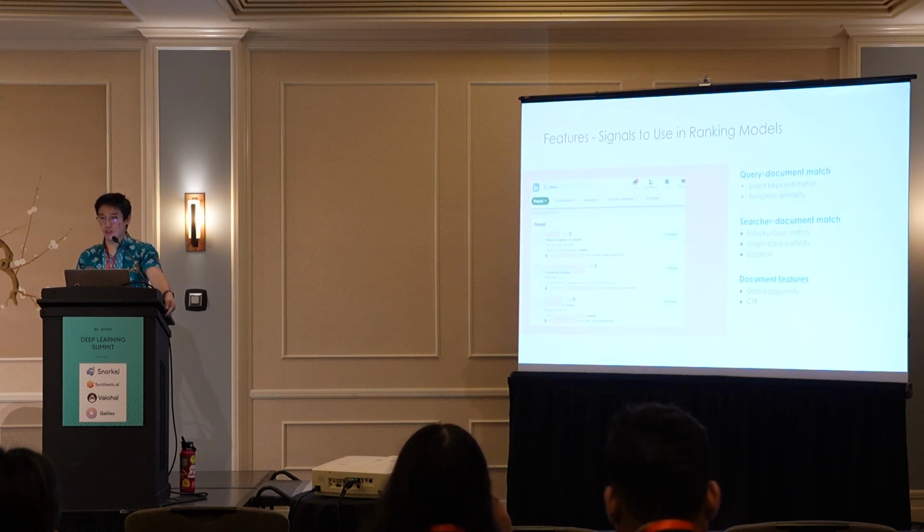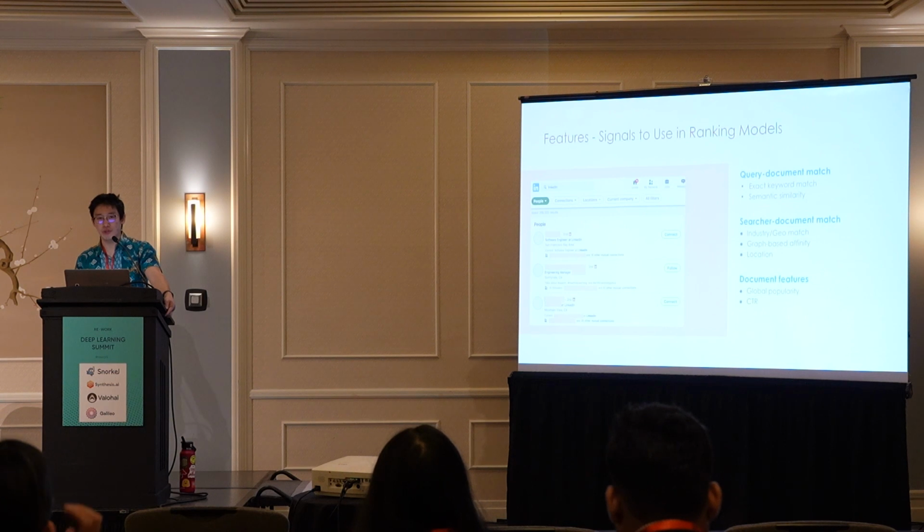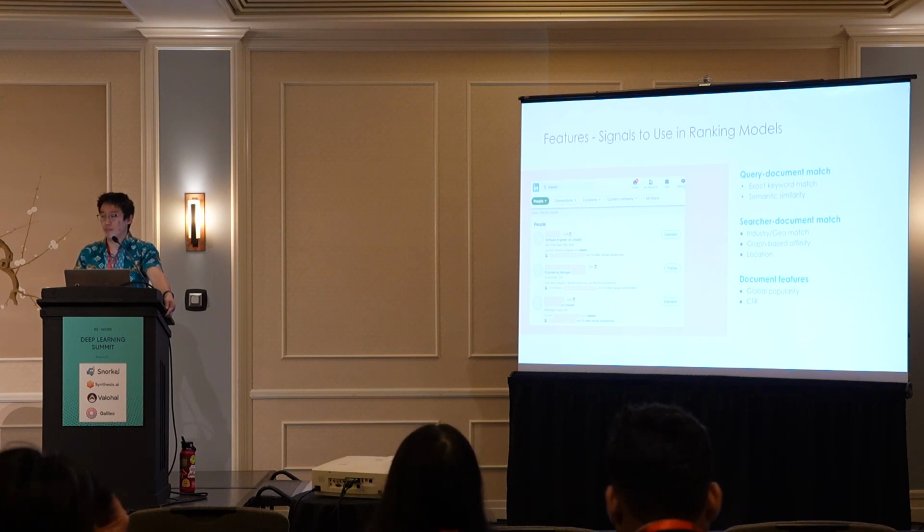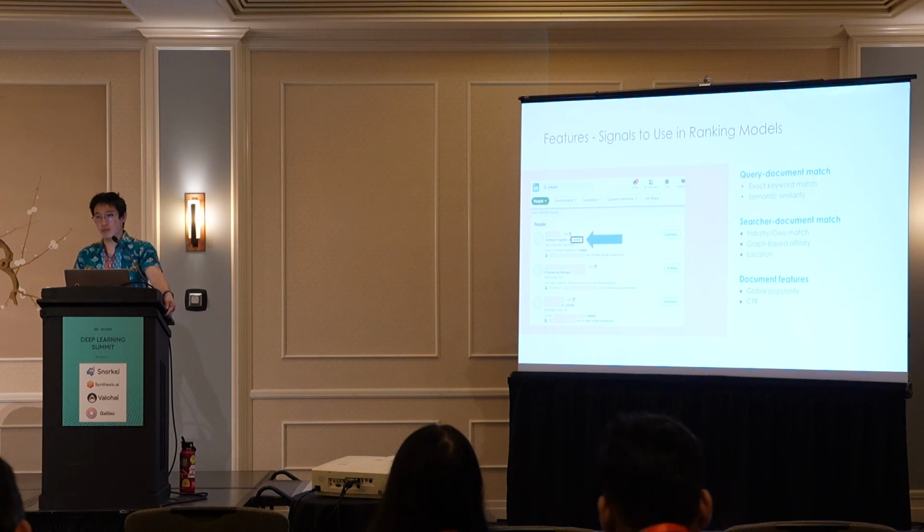Another part of the models, and by extension, the training data, are the features. So these are the signals that we use in our ranking models. When it comes to search, there are a couple places that you can source these features from. One way is how the query and the document match each other. For example, here, I typed in LinkedIn in my search, and there is LinkedIn in this person's profile. That looks like a match to me, so we consider that as a ranking feature.